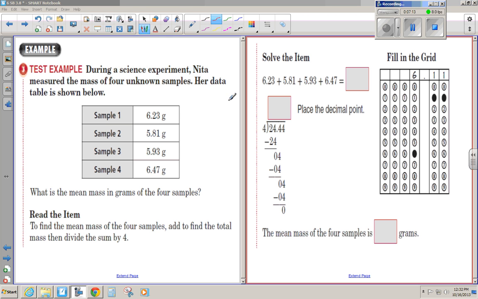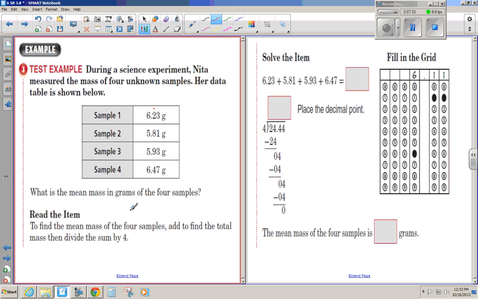All right, here's an example of a story problem. During a science experiment, Nita measured a mass of 4 unknown samples. Her data table is shown below. What is the mean mass in grams of the 4 samples? To find the mean mass, add to find the total mass, and then divide by the number of samples, 4.